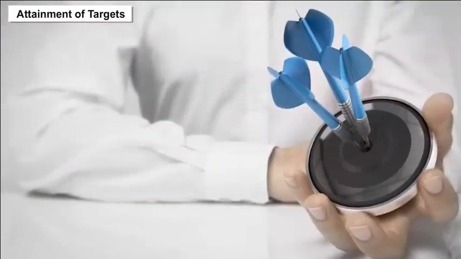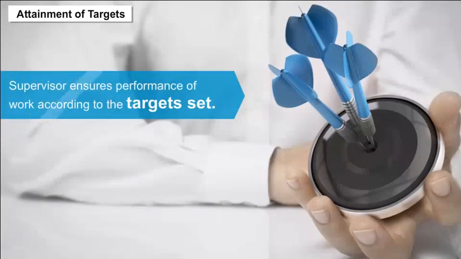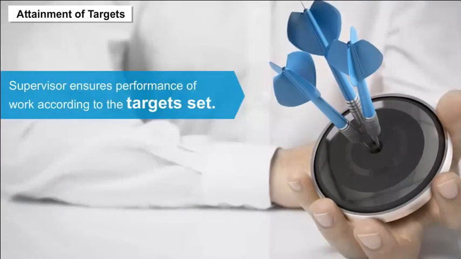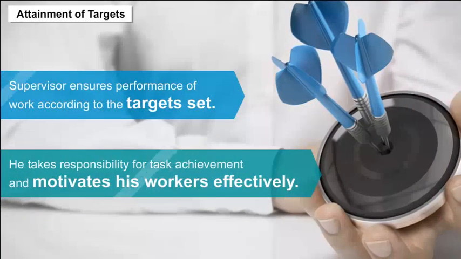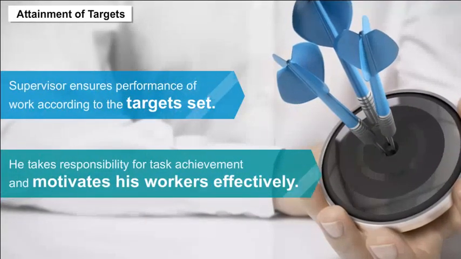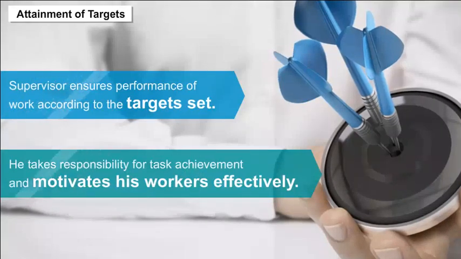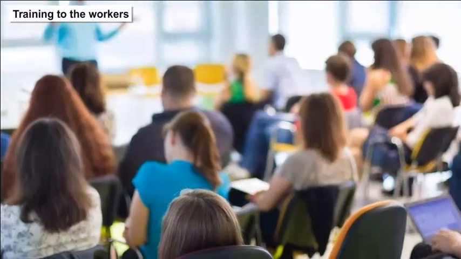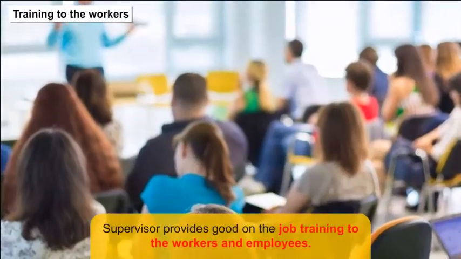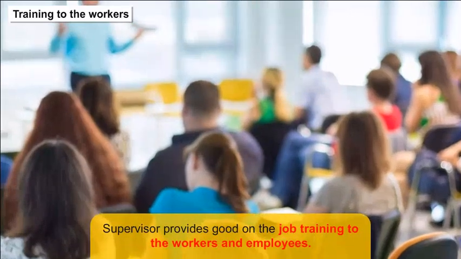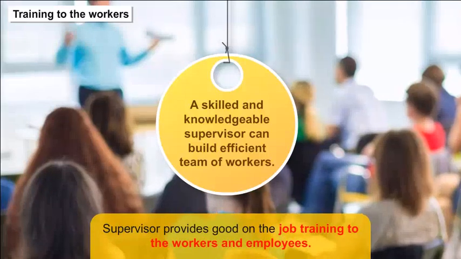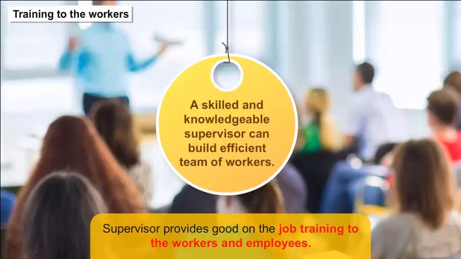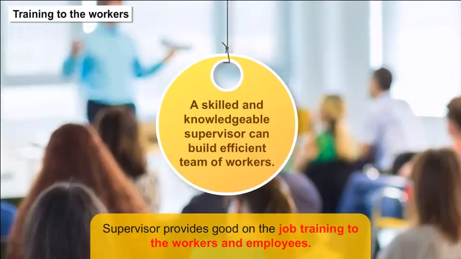Attainment of targets. The supervisor ensures performance of work according to the targets set. He takes responsibility for task achievement and motivates his workers effectively. Training to the workers. The supervisor provides good on-the-job training to the workers and employees. A skilled and knowledgeable supervisor can build an efficient team of workers.